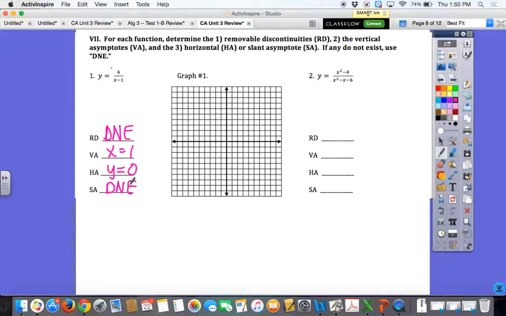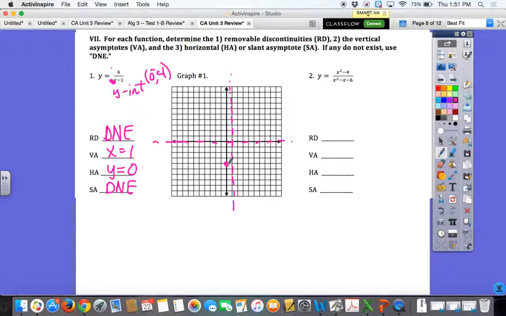So you're going to come over to x equals 0 and then y equals 0. If you will do your y-intercept, you'll figure out where this goes. So put a 0 in for x, and when you put a 0 in for x, that is 4 over negative 1. So we have 0, negative 4. Okay, so come down here.